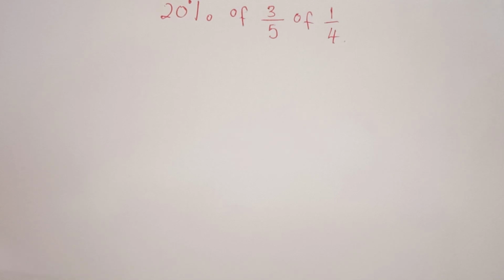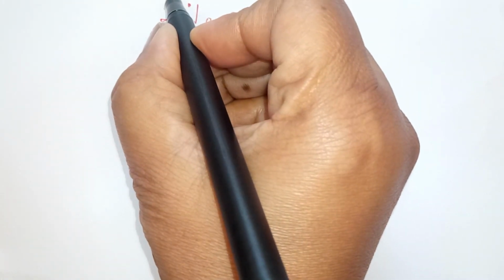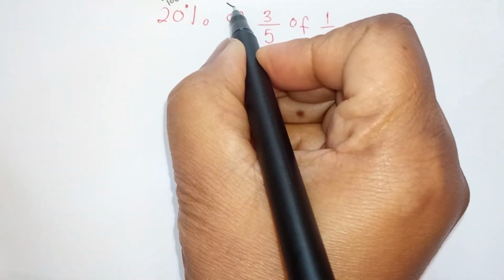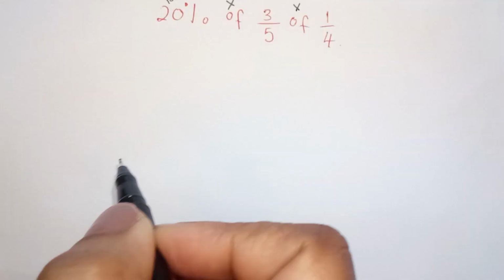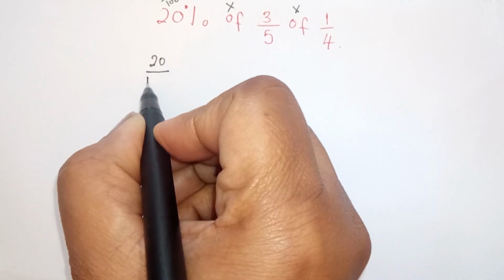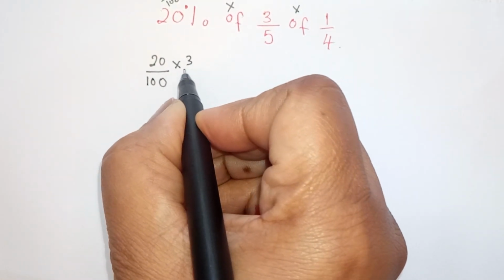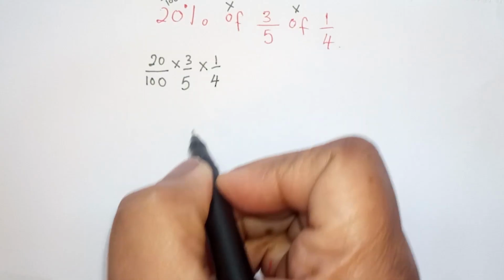Hi everyone, 20% of 3 over 5 of 1 over 4. Okay, so 20% means 20 over 100. Of means multiply, and of here means multiply. So let us write down 20 over 100, then multiply by 3 over 5, and multiply by 1 over 4.